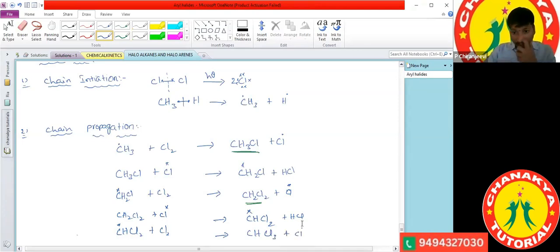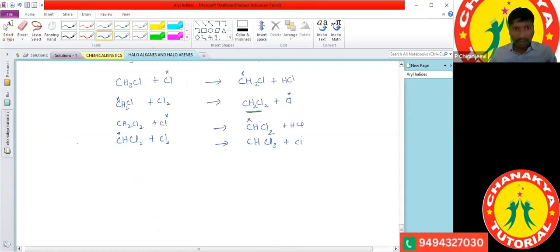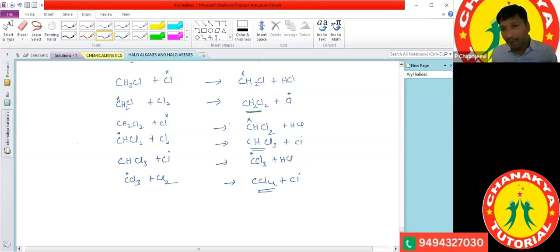So what is the last step here? Again, CHCl3 plus Cl radical forms CCl3 radical plus HCl, and CCl3 radical plus Cl2 forms CCl4 plus Cl radical. Now if you see the whole mechanism, we got different products. What are the products we got? Methyl chloride, dichloromethane, chloroform and carbon tetrachloride.